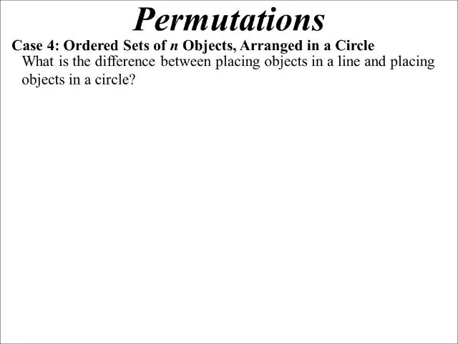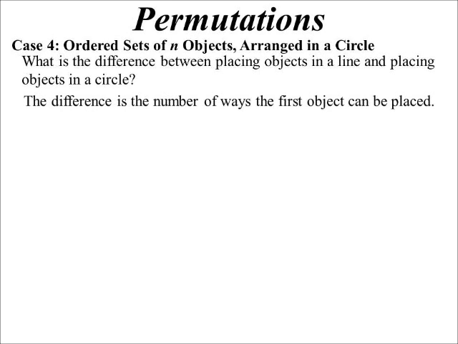The next case we're going to look at with permutations is we're going to change the situation. Instead of lining everything up in a line, we're going to arrange things in a circle. How does this change what happens? Well, it's all about how the first object can be arranged. Let's look at the difference.